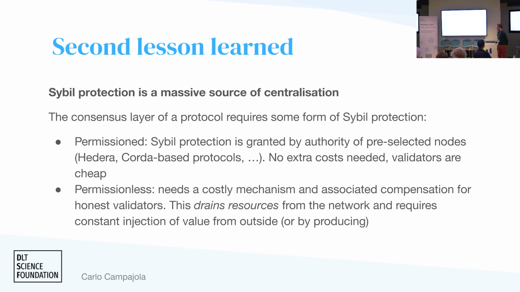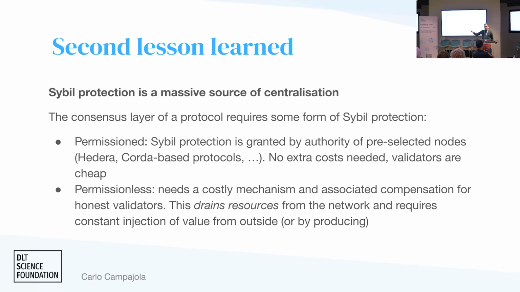If you have a permissionless system, on the other hand, where anybody could become a validator in principle, then you need this costly mechanism and an associated compensation for honest validators. And this, I want to stress, drains resources from the network, okay? This is a cost. This is why you have to pay gas fees. This is why you have to pay fees to Bitcoin miners. This is why you have to pay the fees on the networks.